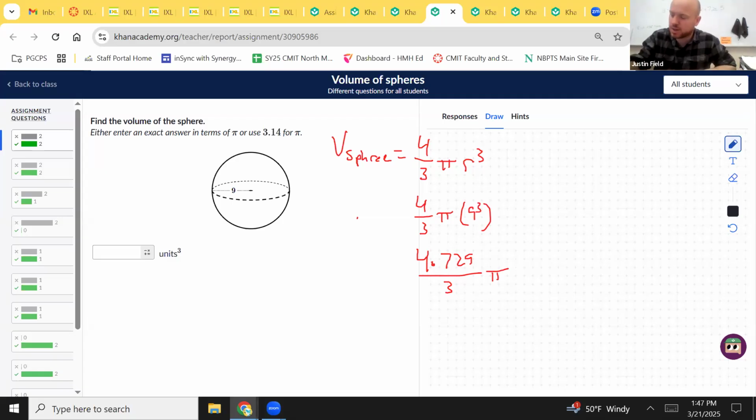4 times 729 is 2,916, so it's 2,916 over 3 pi. That's how you find the volume of a sphere.